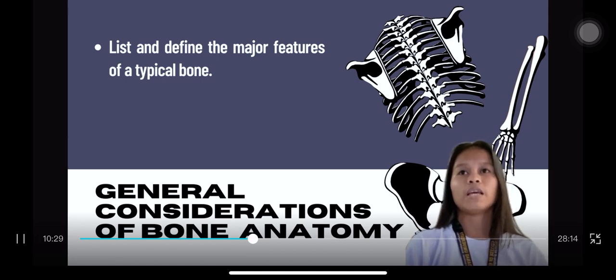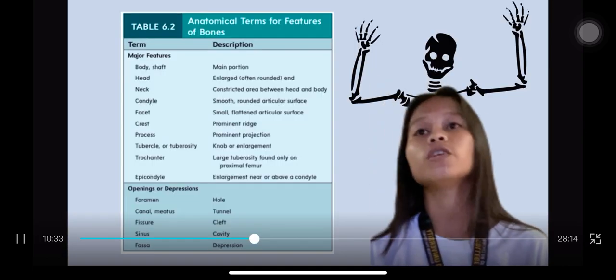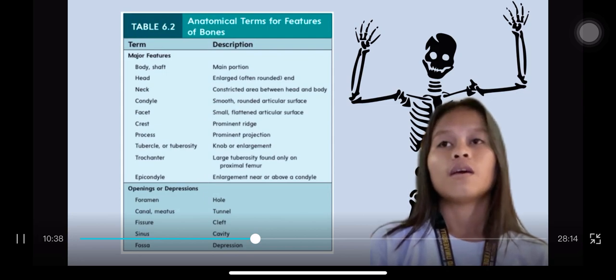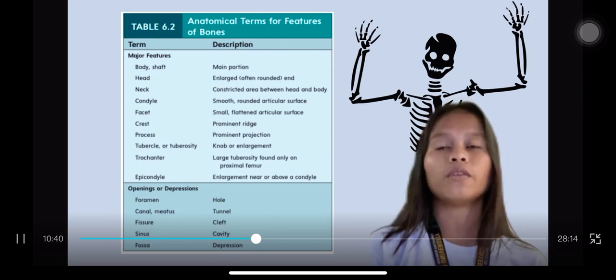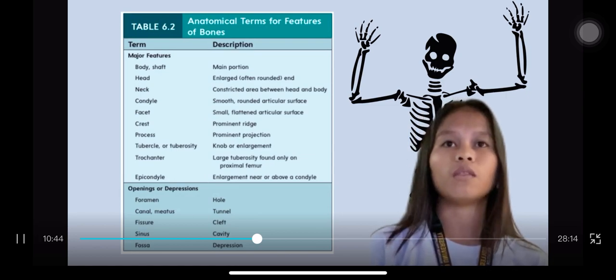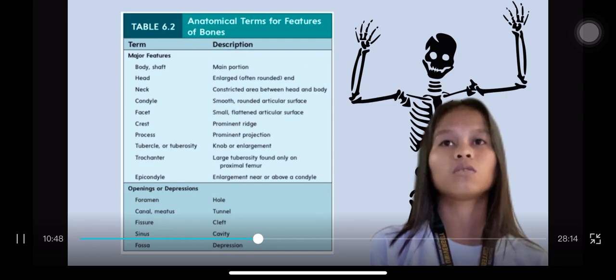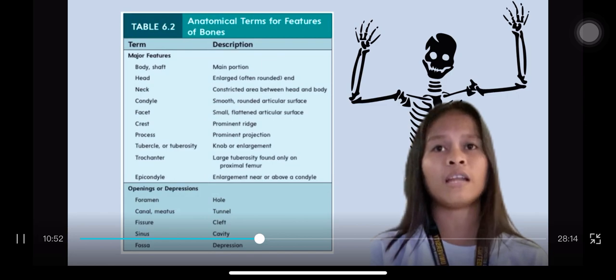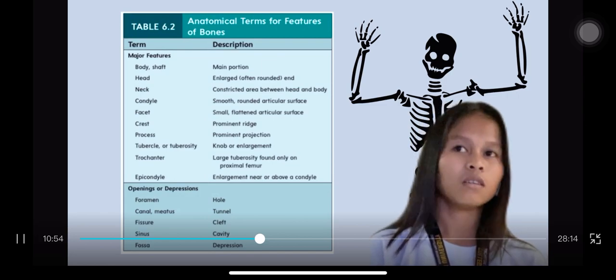I'm going to show you a list and define the major features of typical bones. First is body. It is the main portion. Head, an enlarged, often rounded end. Next, neck, a constricted area between the head and the body. Condyle, a smooth, rounded articular surface. Facet, a small, flattened articular surface.